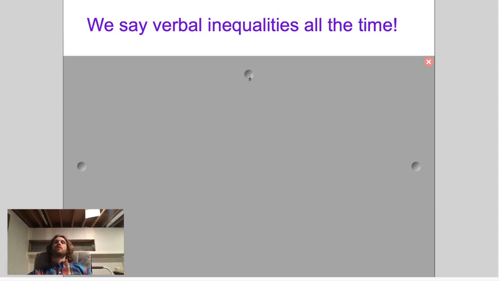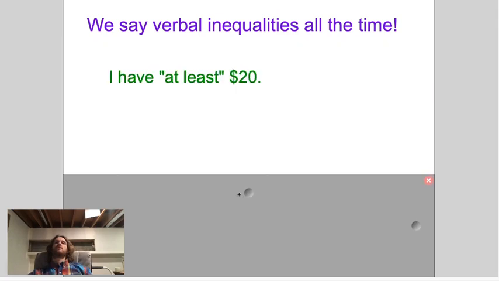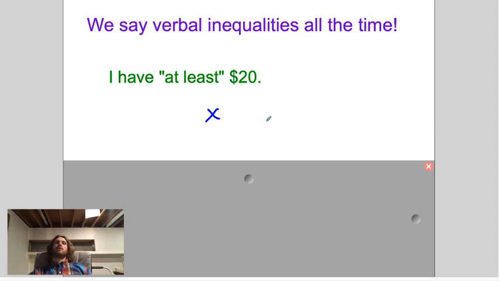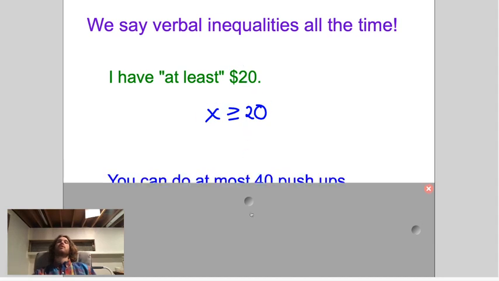Okay, we say verbal inequalities all the time. When you say, I have at least $20, what does that mean? At least. Think about numbers that make that true. If you have $10, do you have at least 20? No. If you have $30, do you have at least 20? Yes. If you have $20, do you have at least $20? Yes, you do. So, at least is actually greater than or equal to. And a lot of people get that confused because it says least, which sounds like less, but it's not. The least amount you would have is 20, which means a solution set of things that are greater than 20.